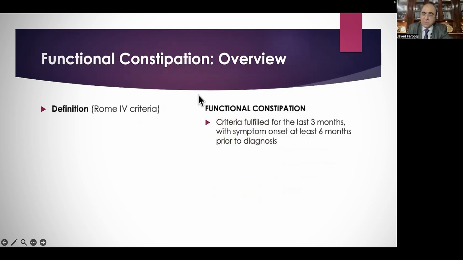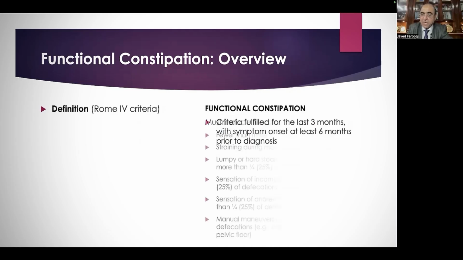Functional constipation, according to the Rome 4 criteria, is diagnosed when the criteria are fulfilled for the last 3 months with symptom onset at least 6 months prior to diagnosis. So this is the basics: the criteria should be fulfilled for the last 3 months with symptom onset at least 6 months prior to the diagnosis. So there should be a 6 month duration since the symptoms started.